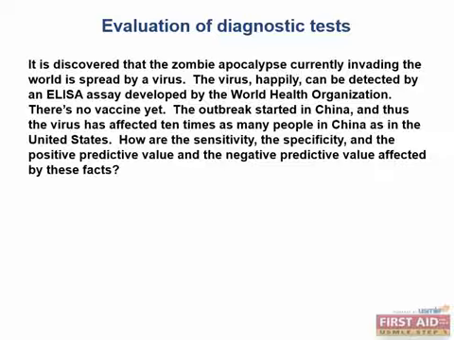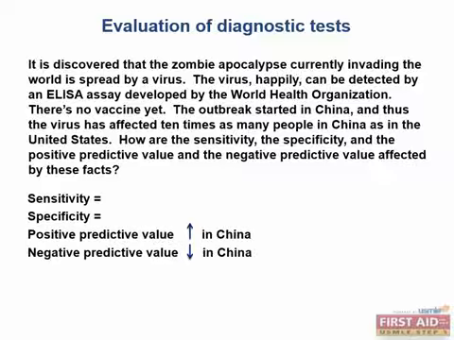So let's think through this together. The sensitivity and specificity are not changed by disease prevalence because they are inherent to the test itself. However, the positive predictive value will increase as prevalence increases. So, it should be higher in China. And the negative predictive value will decrease with increased prevalence and thus should be lower in China.